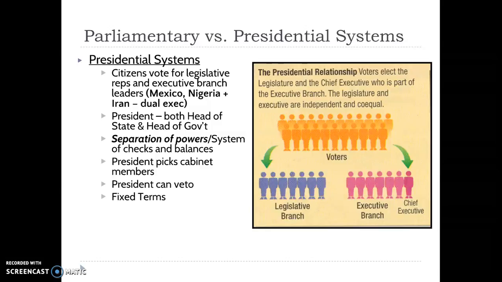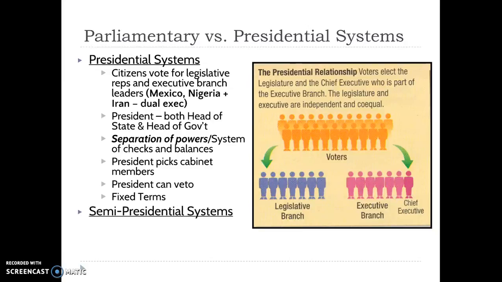We talked about the presidential veto already, and these people have fixed terms. We know in the United States' model, the Senate is up for re-election every 6 years. If you are in the House of Representatives, you're up every 2 years. And we'll talk about those terms when we look at Mexico, Nigeria, and Iran.